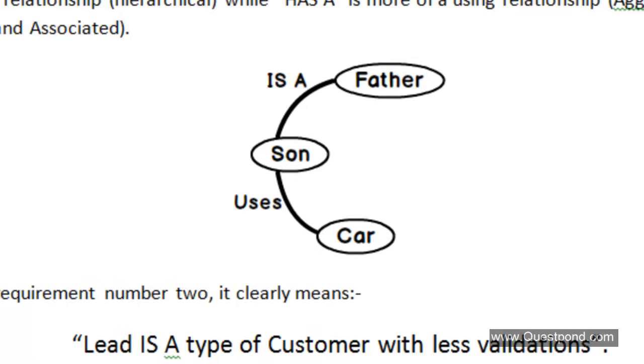Now, if you look at the requirement, it is clearly said that lead is a type of customer with less validations. I would suggest you go and read the requirement again. It clearly says that lead is a type of customer. In other words, the lead and the customer have a kind of parent-child relationship. So probably both of these can be inherited from a common class.